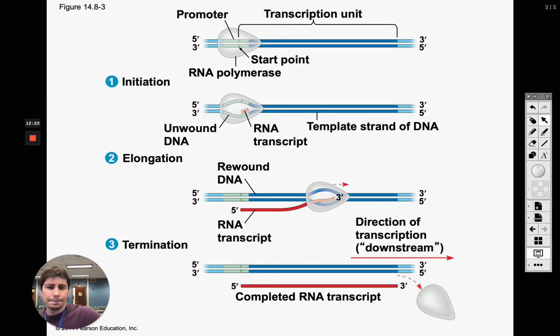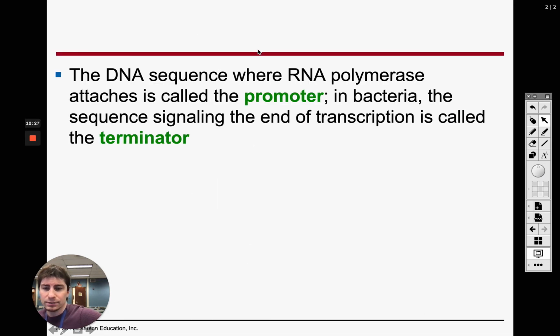Okay. Also back here, guys, there is a promoter region. I forgot to mention that. So the DNA sequence where RNA polymerase attaches, that's called the promoter. In bacteria, at the very end of the sequence, there's going to be a terminator, and I don't mean the movie. All that's going to do, guys, is just terminate our whole transcription process.